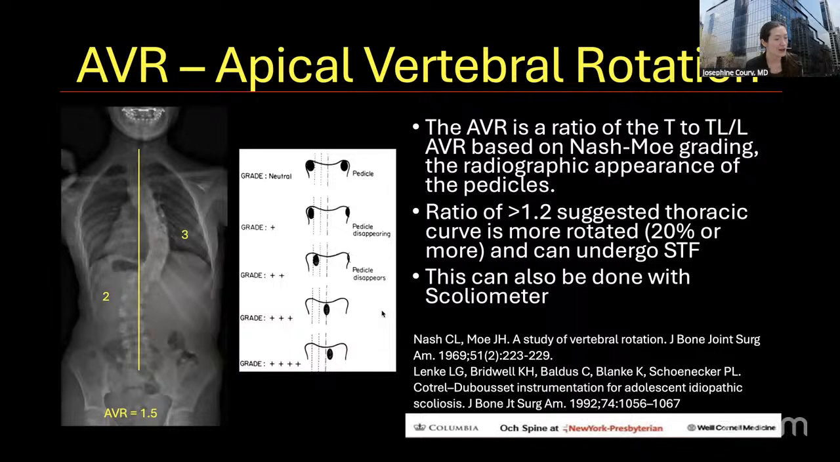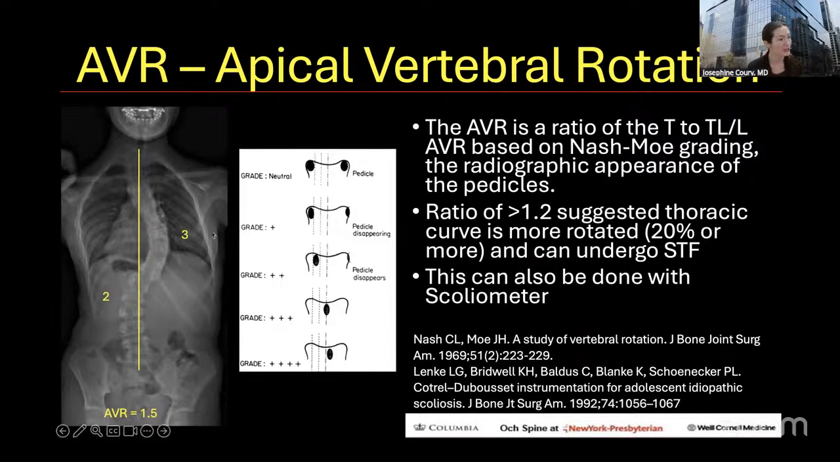And this is based off of Nash-Moe grading, and this original paper is actually from 1969, the study of vertebral rotation by Nash and Moe. And so this image in the middle is their sketch from the original article, where you can see a grade 1 is when the pedicles are both en face, you're looking directly at them. Grade 2 is as the pedicles start to disappear and rotate, and then all the way down here, it's a grade 4, but you count it as the number 5 when you're doing the AVR, apical vertebral rotation ratio.